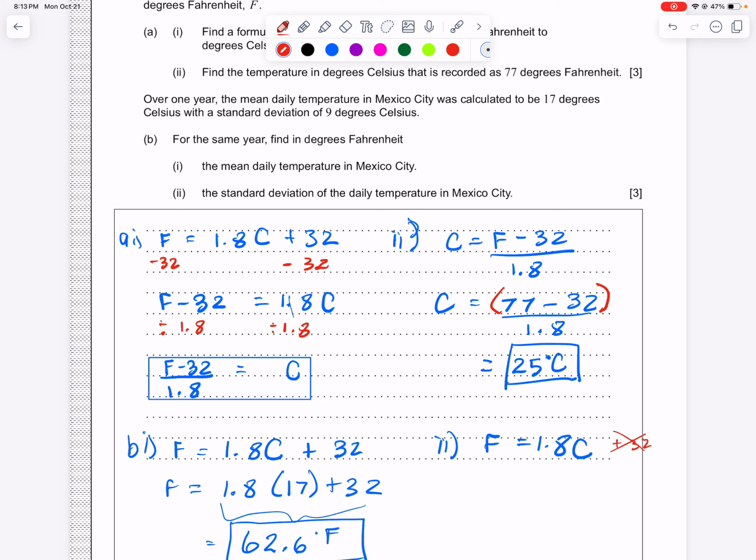All right. So then F is equal to 1.8 times that standard deviation, which is 9. And we get that the new standard deviation is 16.2. And that's it.